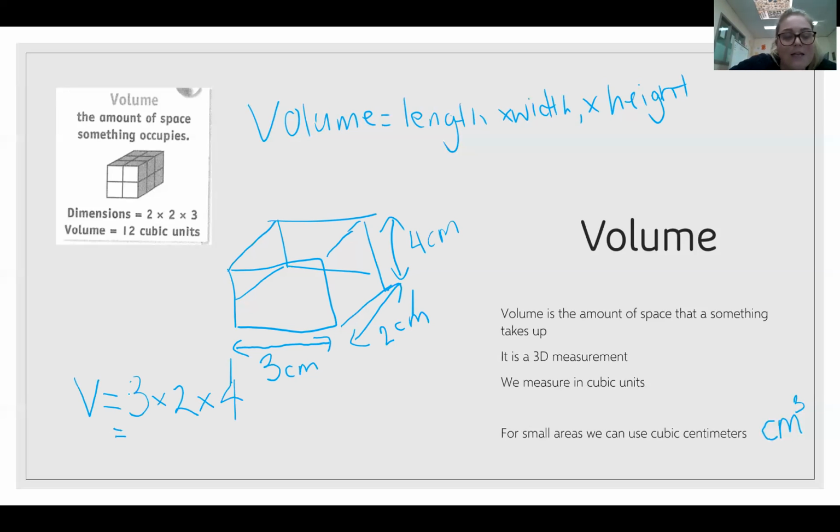3 times 2 is 6. 6 times 4 is 24. So 24 centimeters cubed. Okay, so that's one way that we can work out volume. If we have a look at this little example that we've got here, there's another way that we could do it. We can count the boxes. So 1, 2, 3, 4, 5, 6, 7, there'd be one at the back, 8, 9, 10, 11, and then another one at the back, 12. Okay, so we can count the boxes, or we could times 2 by 2 by 3, because they go across 2, it goes up 2, and it goes back 3. So 2 times 2 is 4, 4 times 3 is 12.